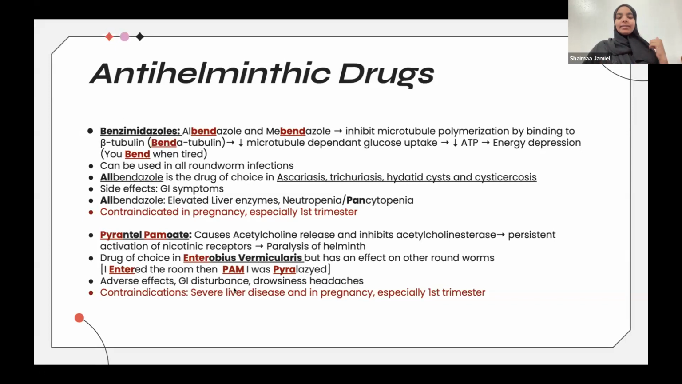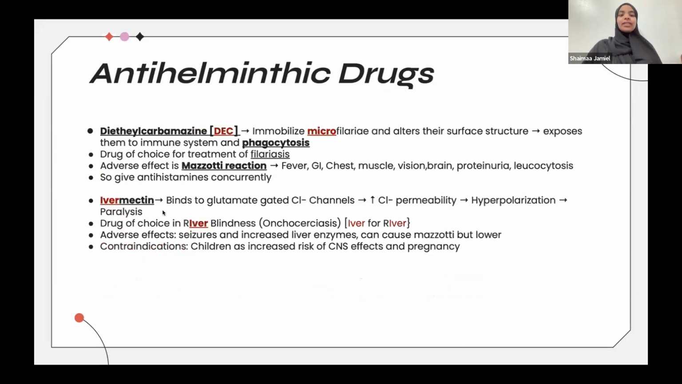And basically, again, the adverse effects are GI, always think of GI, headaches, drowsiness, it's with all. And the contraindications are severe liver disease and pregnancy, again, especially first trimester, okay? So here it's pregnancy, here it's severe liver disease, okay? Enterobius vermicularis, ascaris, tissue things.